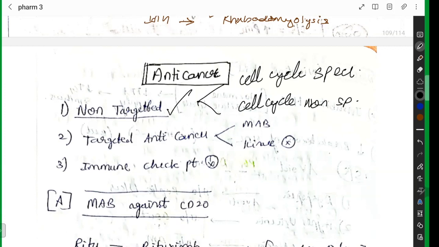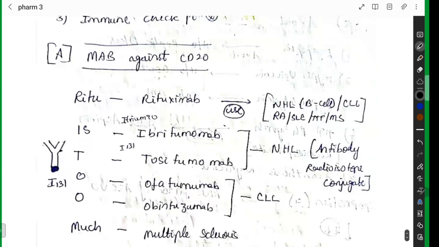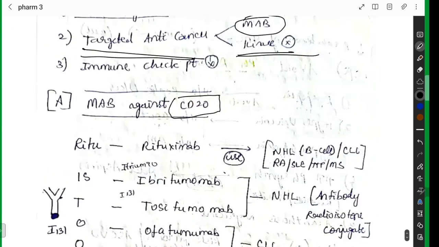The second part is going to be targeted anti-cancer therapy. How are we going to target just the cancer cell? Either by monoclonal antibody or you can go for kinase inhibitor. Number 1, monoclonal antibody. Remember, monoclonal antibody against your CD20.